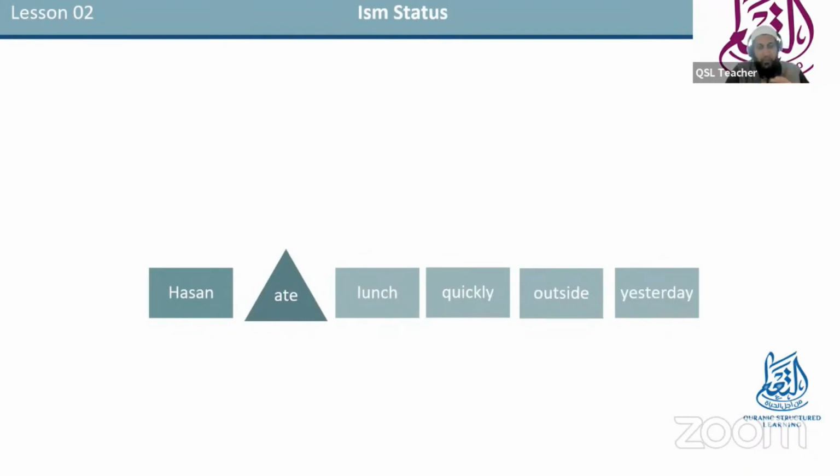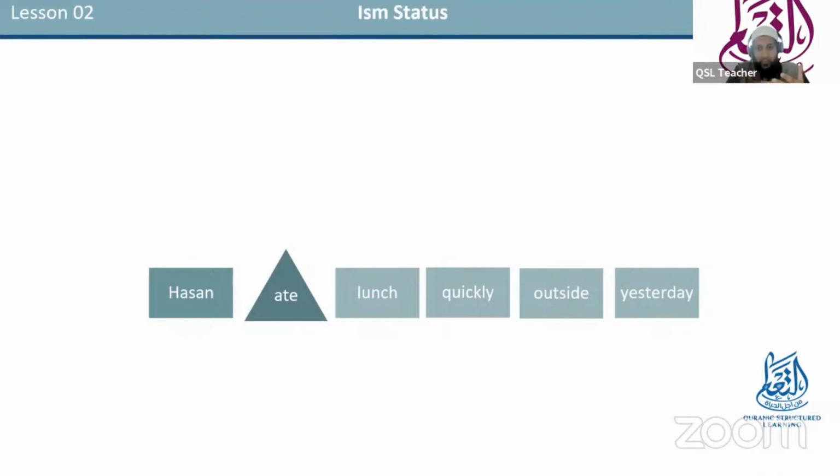So what is nasab? We know lunch, quickly, outside, yesterday are all nasab, but I want you to go through the process. And the process is, who's doing what. So Hassan is doing the action, rafa. Ate is the action, so that's the fi'l. And therefore, what is Hassan doing? He's eating lunch. So lunch, what is he eating? He's eating lunch, nasab 1. How is he eating it? He's eating it quickly. That's nasab 2. So that answers the how question.